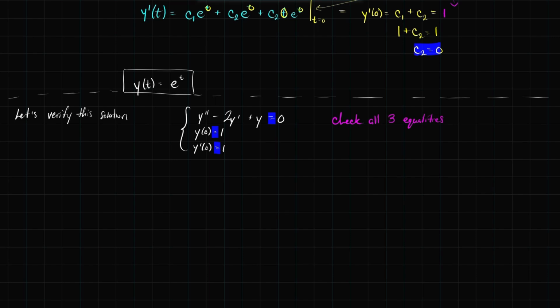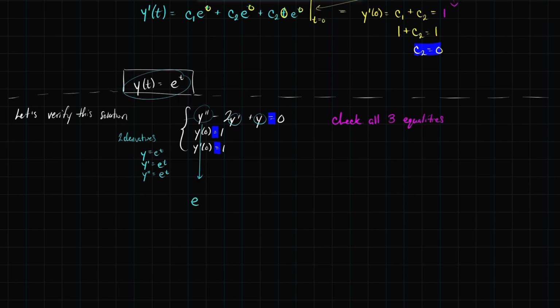So computing two derivatives of y, I'm going to do two derivatives of e to the t. Well, y is e to the t. That means y prime is the derivative, which is also e to the t. That means y double prime is two derivatives, which is also e to the t. I'm just going to plug each of those three terms in.